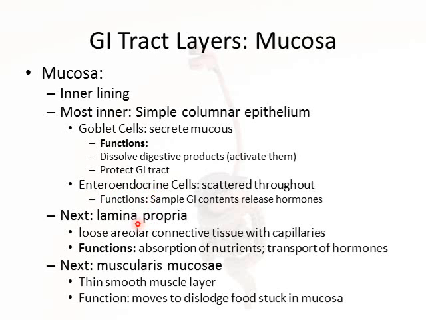And then the next layer, moving from the inside out, is the lamina propria. And this is loose areolar connective tissue with capillaries, and the function here is to help absorb nutrients and transport hormones because we have those capillaries. And then finally we have a very small, thin, muscular layer called the muscularis mucosae, and the function of this is to move food, to dislodge it when it gets stuck in this mucosal layer.